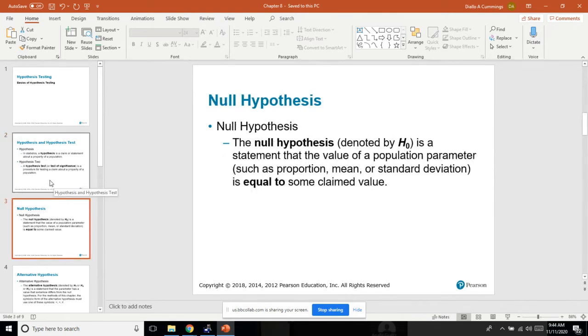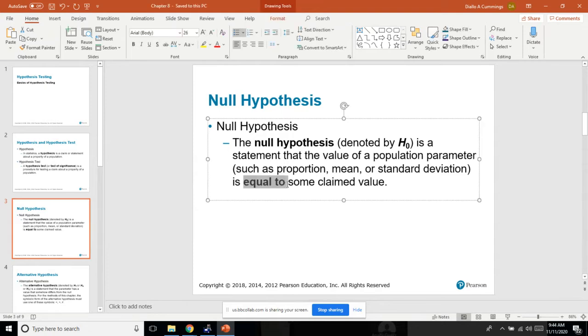When testing a hypothesis, there's something called the null hypothesis. The null hypothesis is denoted by H sub 0 or H sub naught, and it's a statement that the value of the population parameter is equal to some claim value. So whenever you're writing out your null hypothesis, you must write it out as equal to some value.